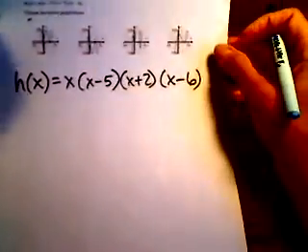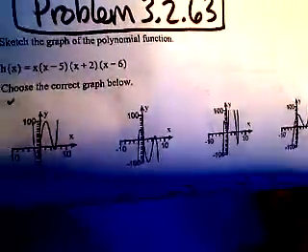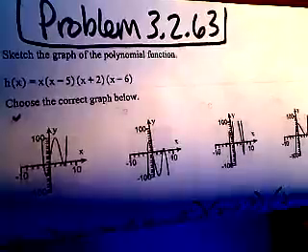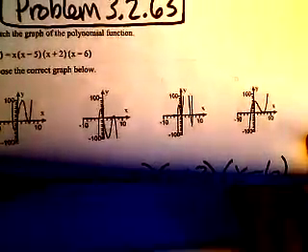Okay, so this is problem 3.2.63, and they give us this function right here, h of x equals x times (x minus 5) times (x plus 2) times (x minus 6). And they ask us to pick the correct graph, okay?